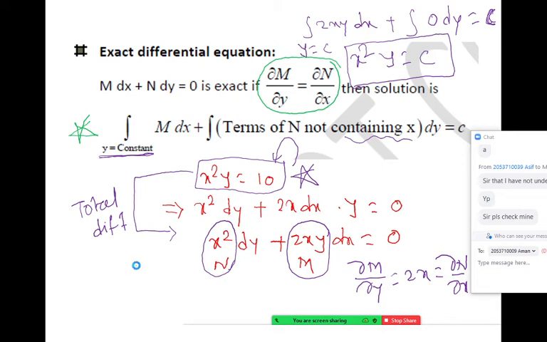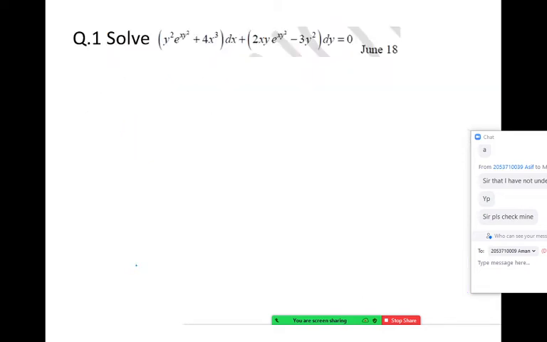Okay, so I'll move to the numerical here. The example is on the screen now. This question was asked in 2018 for 2 marks. Generally these questions are very simple, so hardly they will come for 2 marks there. We are given some differential equation in the form of M dx plus N dy equal to 0. So write the values of M and N, check whether it is exact or not. If it is exact, find its solution. Let's do it.